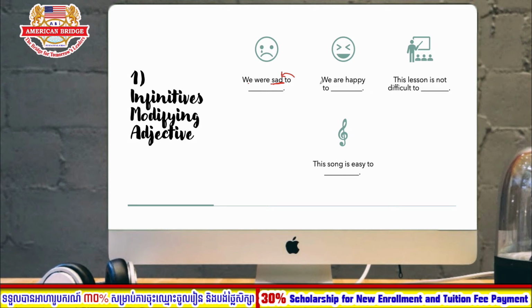So to study online is an infinitive and it modifies the word happy. This lesson is not difficult to understand. To understand modifies the adjective difficult. As you can see, it is followed by to infinitive. This song is easy to learn, it's easy to remember, it's easy to listen to. So here, the word easy is followed by to do something. To do something modifies the word easy, which functions as an adjective. That is why we say that infinitive can also be used to modify adjectives.